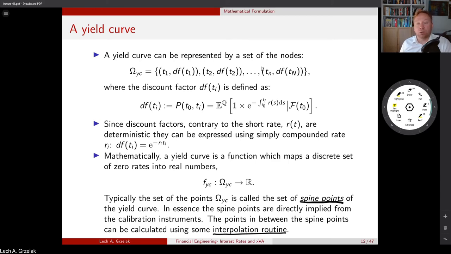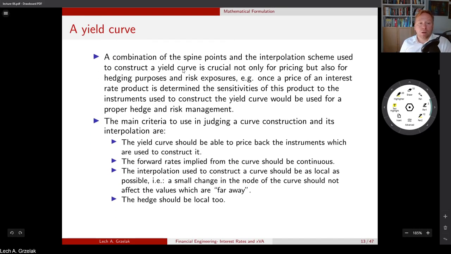In a few slides, I will also give you a little bit of flavor of how this connection is present. Okay, a few things that we discussed. Before we construct the curve, before we find out the curve, we also need to establish some criteria where we can say this is a good curve or this is a bad curve. What are the requirements that our yield curve will need to satisfy?